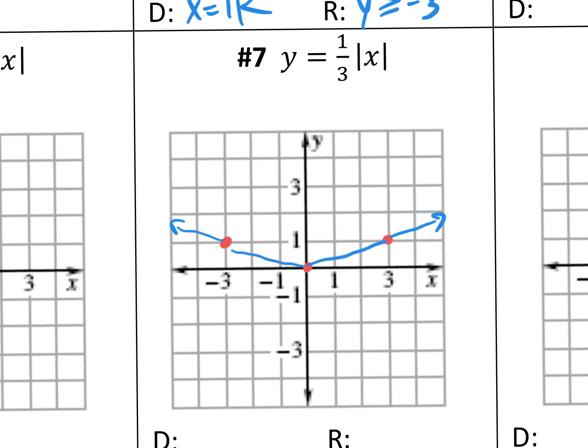Oh, that's ugly. Sorry about that. But this is definitely a wider V. The closer the A value gets to 0, the closer to a flat line it'll become.